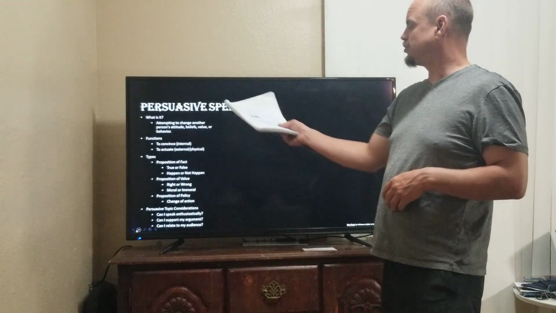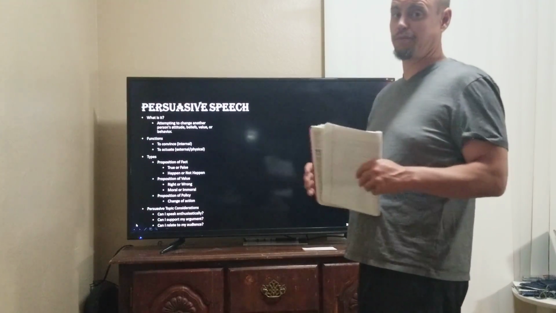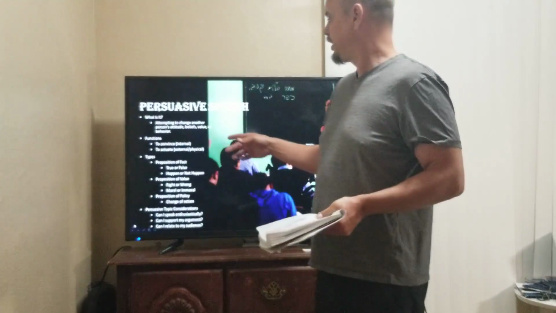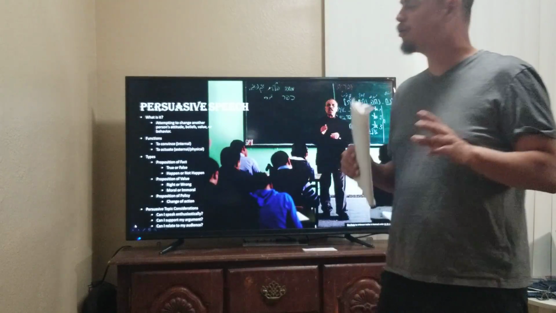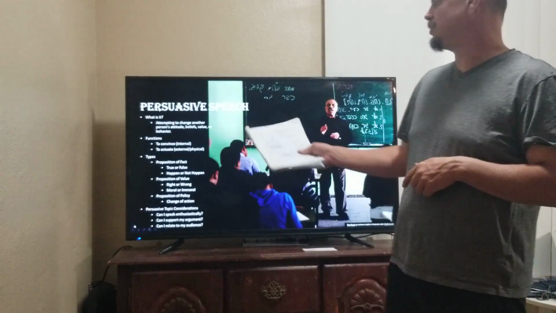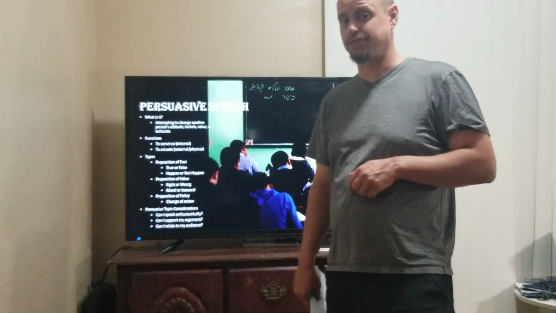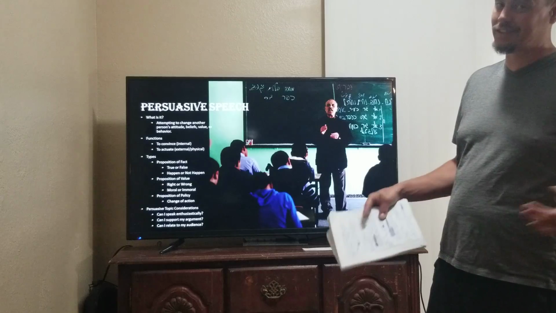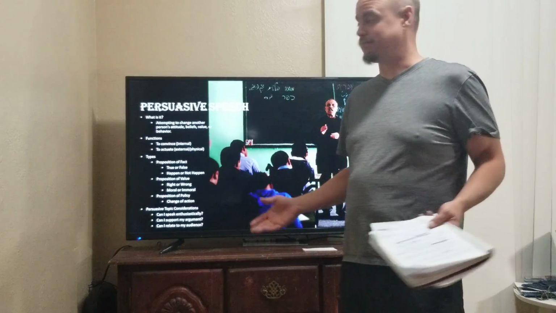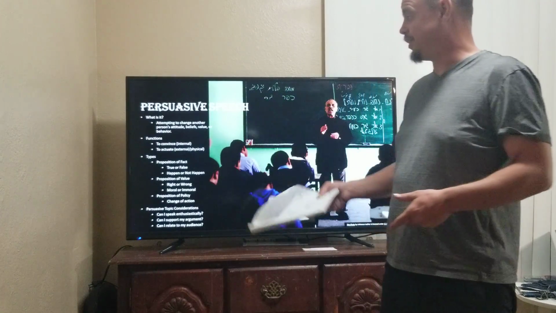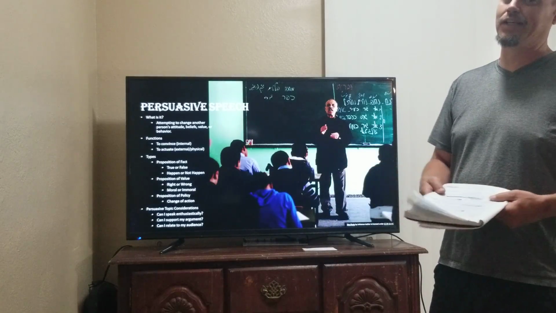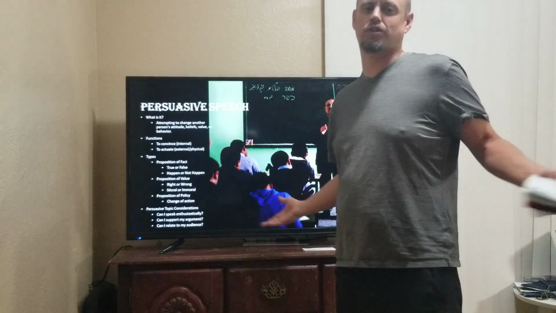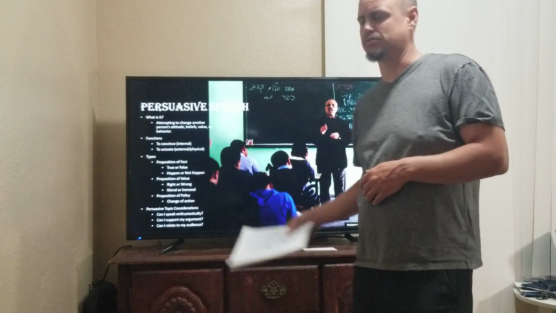Now, the first one is persuasive speech. What is persuasive speech? It is attempting to change another person or persons' attitudes, beliefs, values, or behaviors. There are two functions to this. One, you have to convince everybody of what you're talking about in your persuasive speech. The other is to actuate it, to get them to actually act upon what you're trying to get them to do with your persuasive speech.